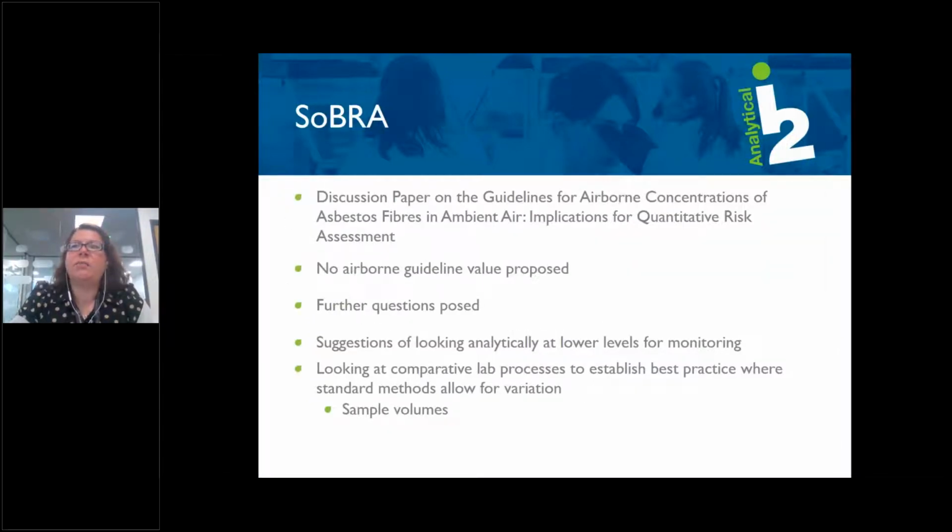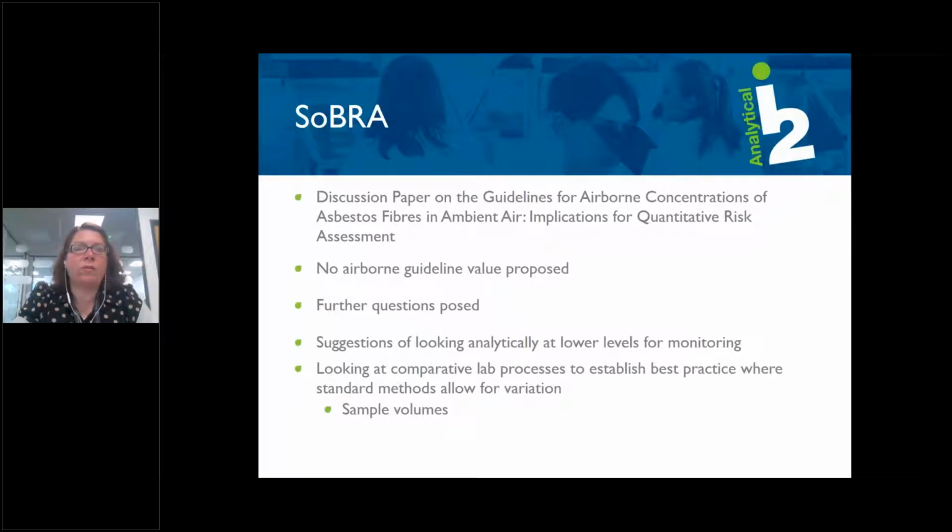Additionally, the Society of Brownfield Risk Assessors have also developed a white paper. This discusses airborne asbestos fibres. There's no guideline value proposed, and really it just raises lots more questions of actually should labs be looking at much lower concentration levels, which are possible, but with totally alternative techniques, looking at electron microscopy. But something that they were trying to do was standardise lab volumes for testing, which I think is very useful.